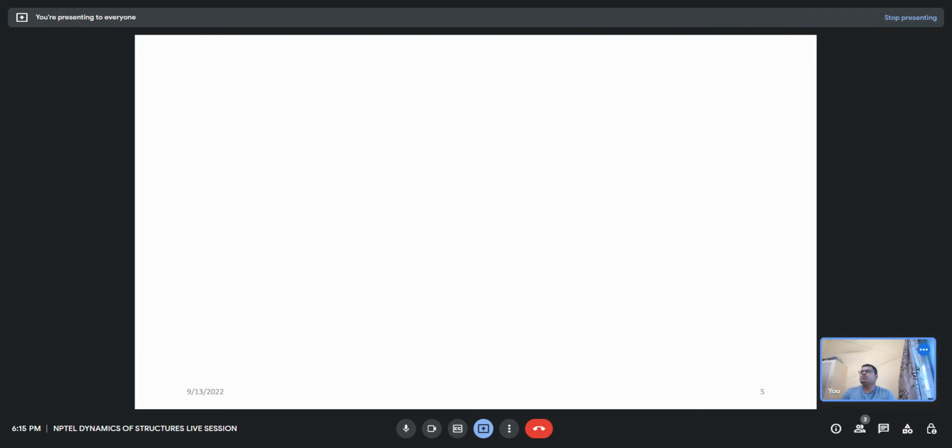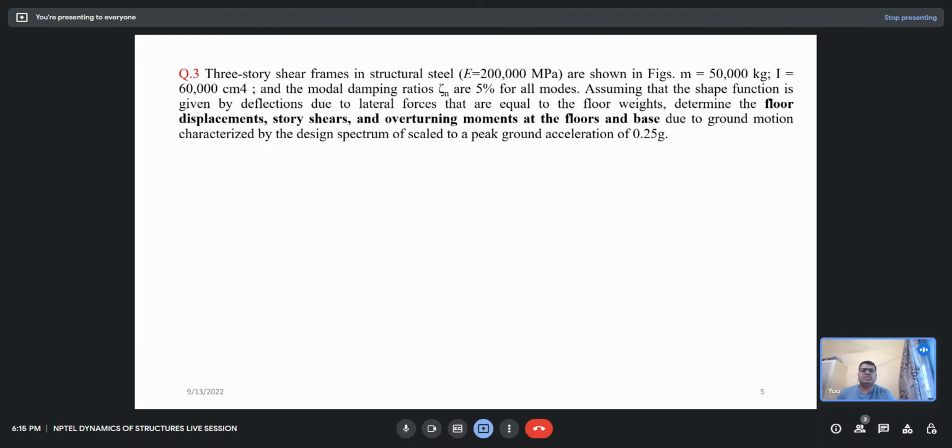Okay, so now we are moving to another question, which is also related to the lumped mass system. In this, a three-story frame is given to you. The mass of each story is given: the first and second stories have a mass m, and the third story has a mass m by 2. In this question, the shape function is given as the deflection due to lateral forces equal to the floor weights. We have to calculate the lateral deflection due to whatever mass is present here, and then calculate the shape function.